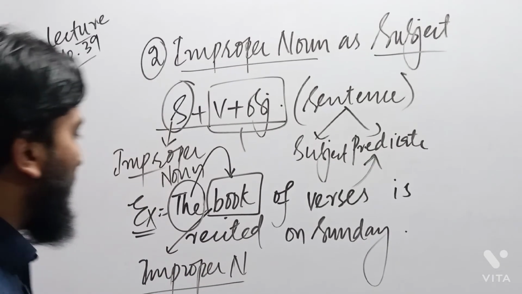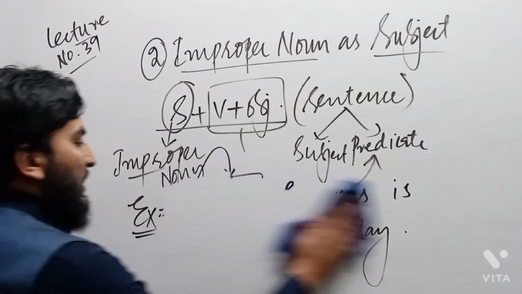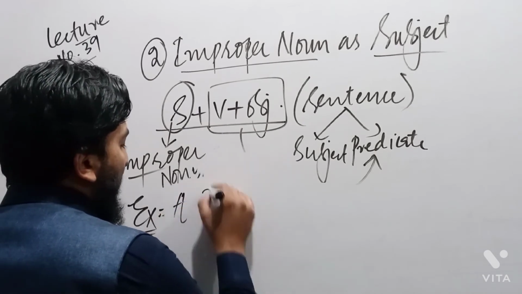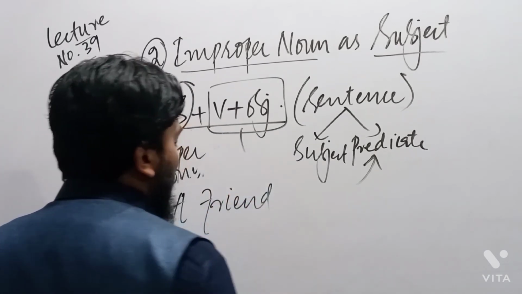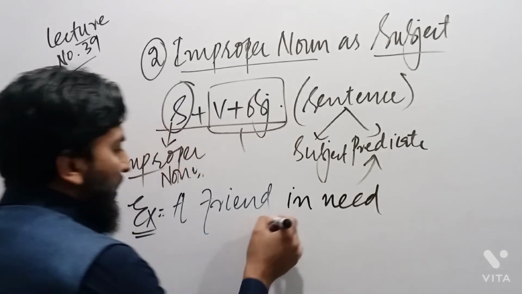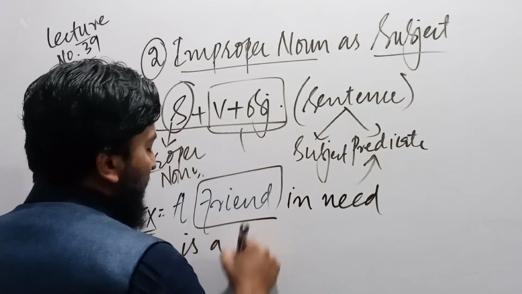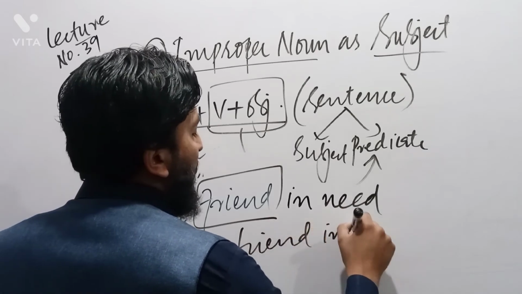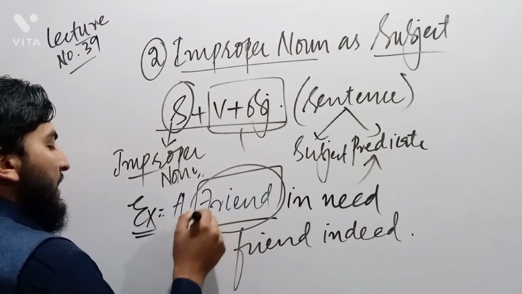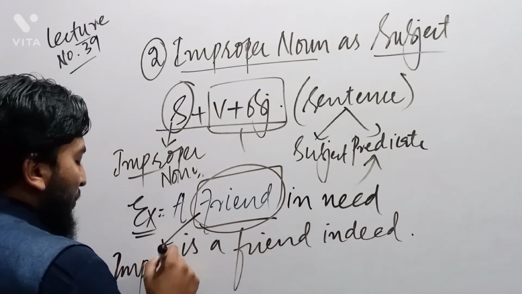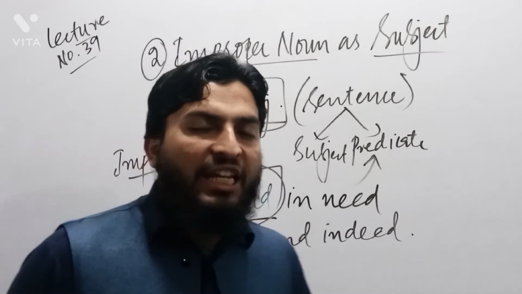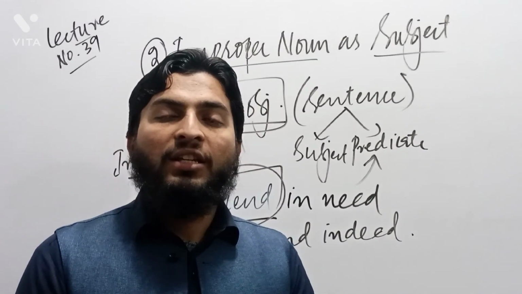The third example that I give you about improper noun. Sometimes we say a friend in need is a friend indeed. Here, who is this friend? Actually, this friend is an improper noun, but this improper noun is used in place of subject. Therefore, we say that the second type of simple subject is improper noun.